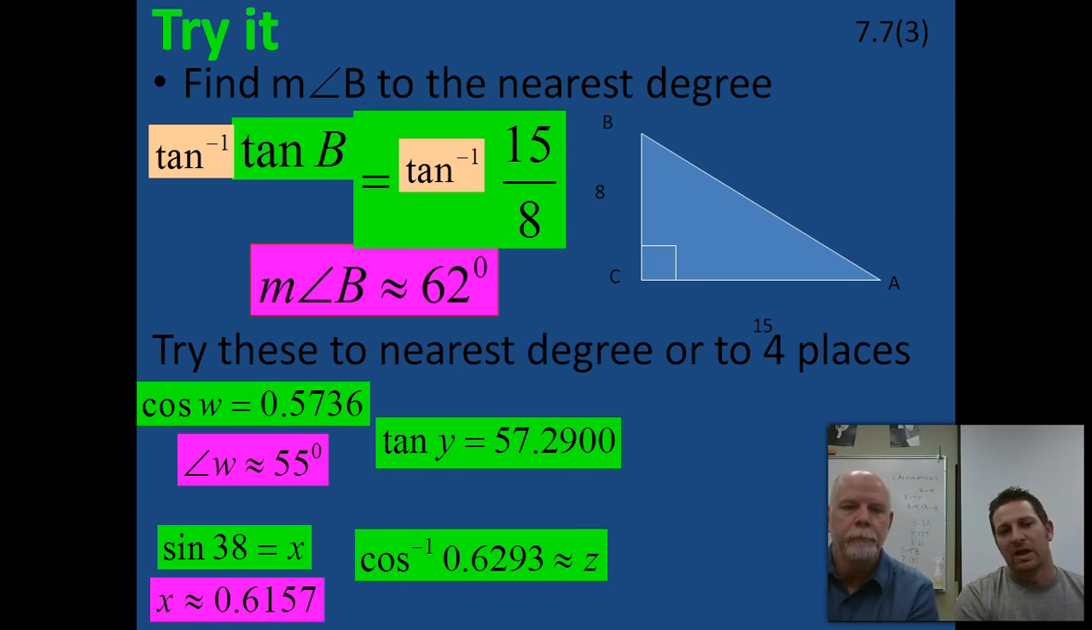And then now let's go to that tan one. Remember, it was going to be just inverse tan 57.29, and you get 89 degrees for that angle.